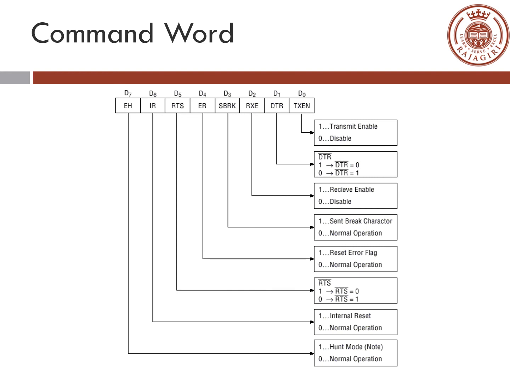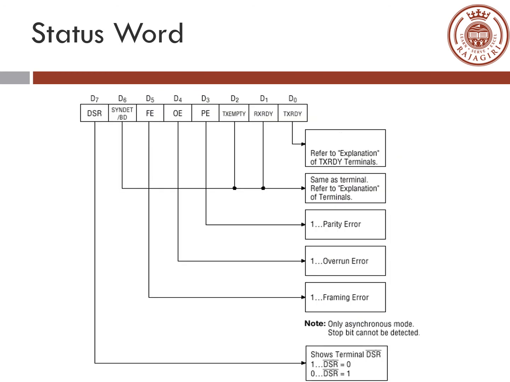IR is for the internal reset. By writing a 1 into it, we can reset the 8251. If it is 0, then the 8251 is having normal operation. EH is for enabling the hunt mode. 1 will enable hunt mode and 0 is the normal operation.